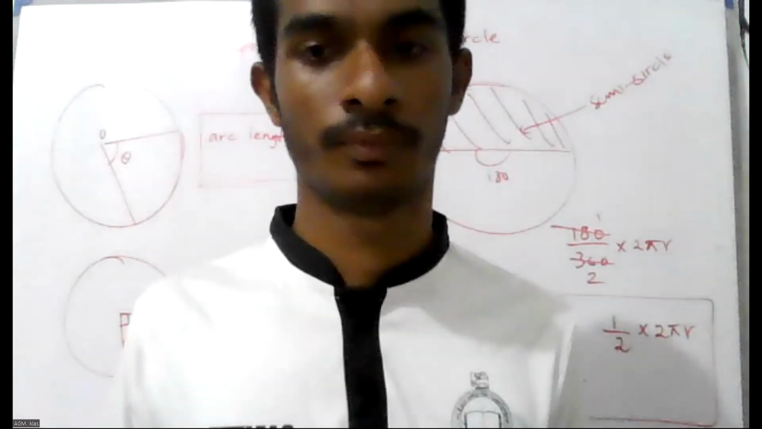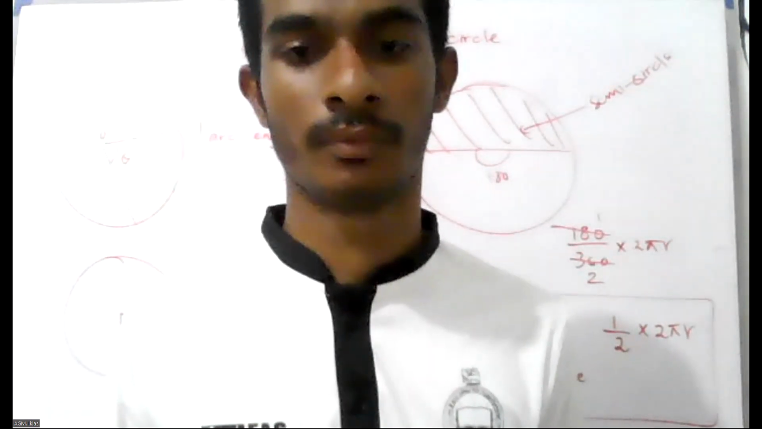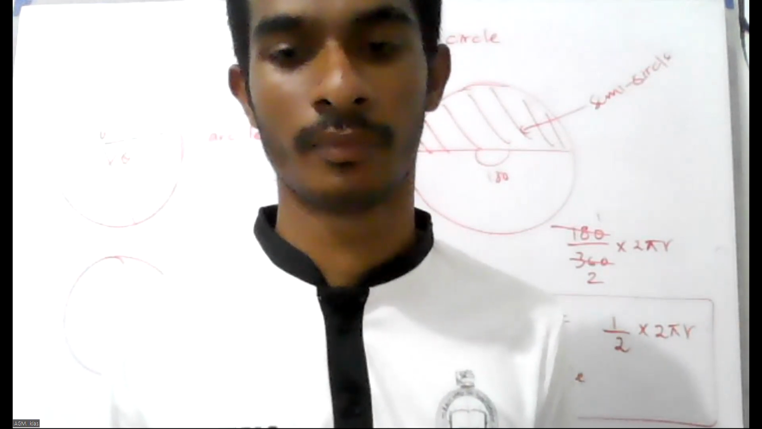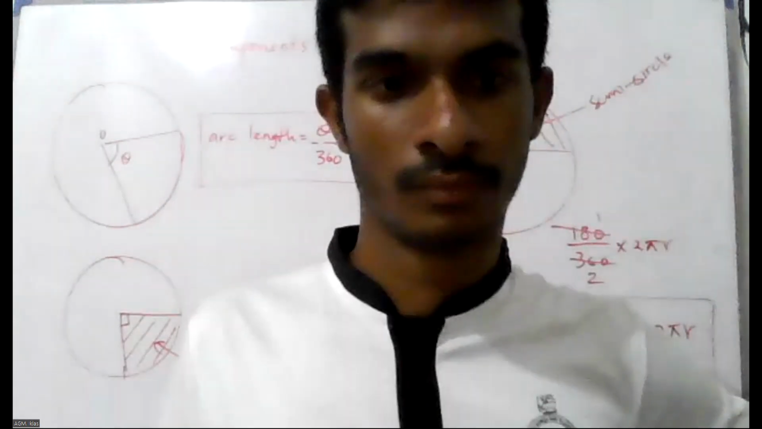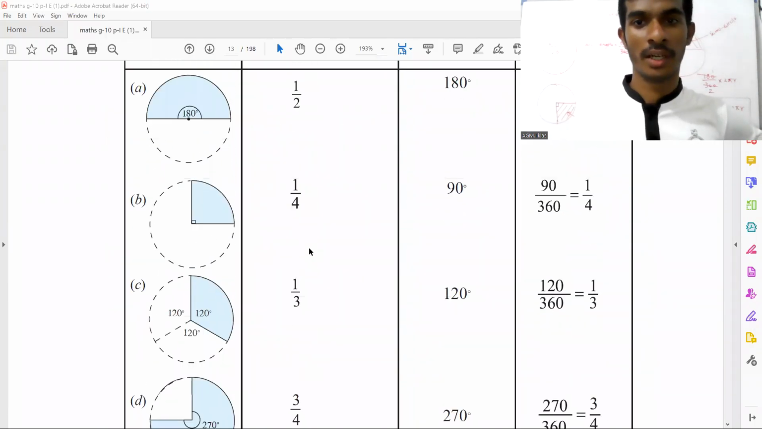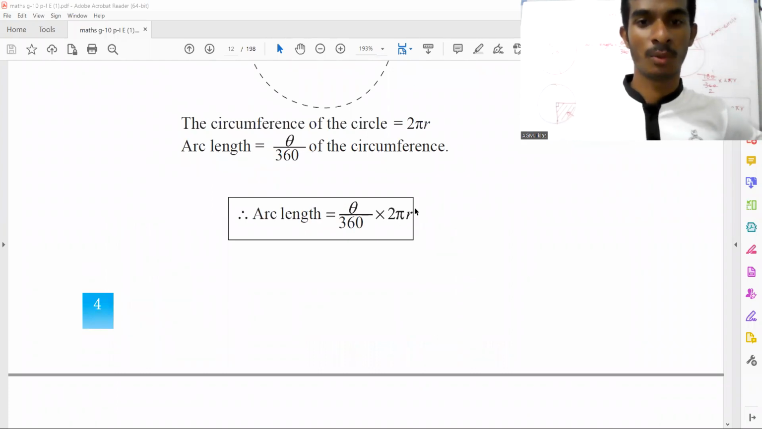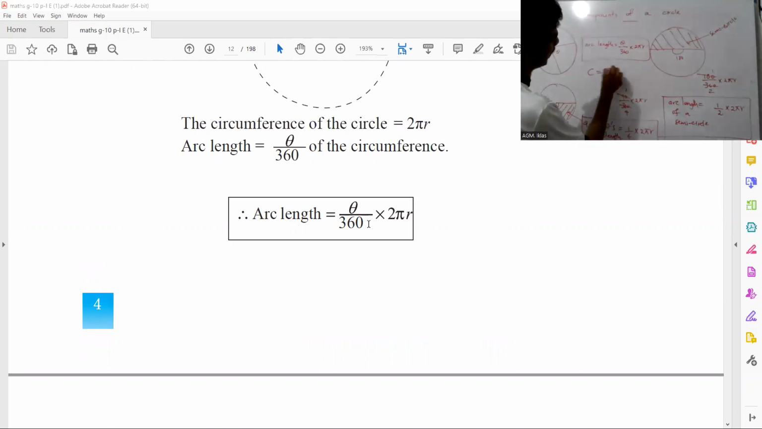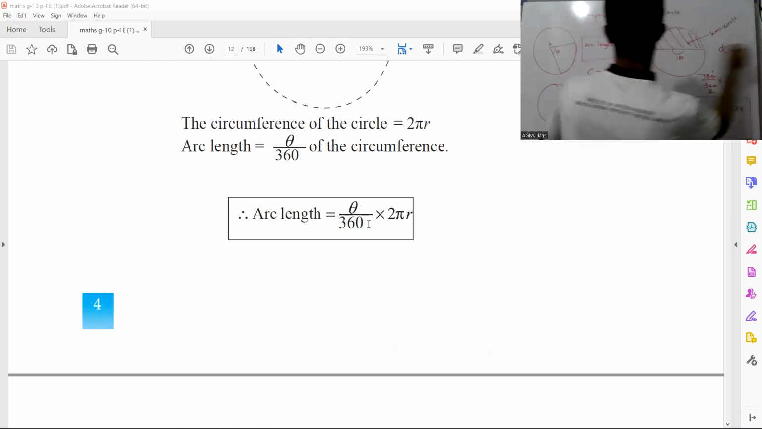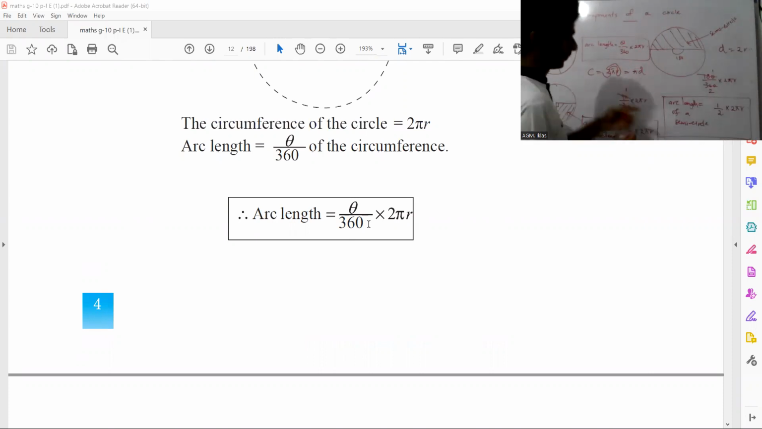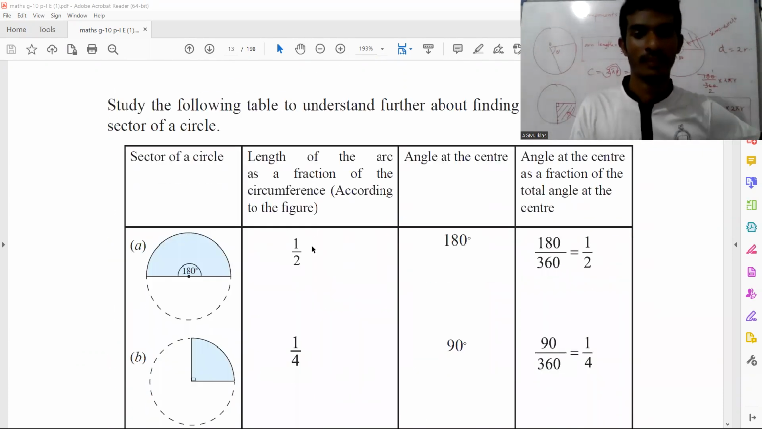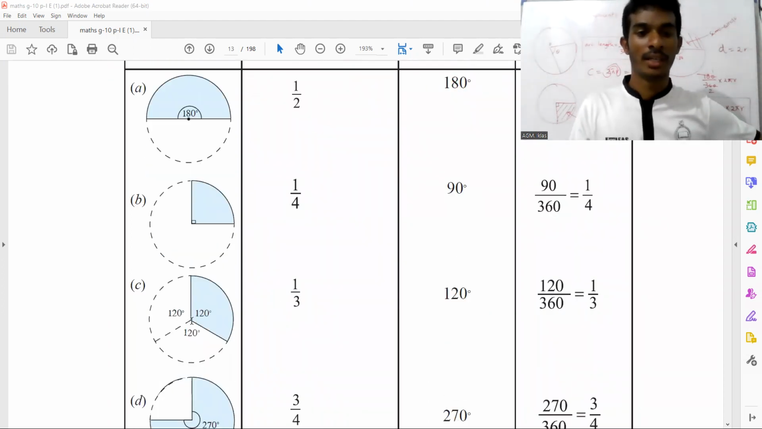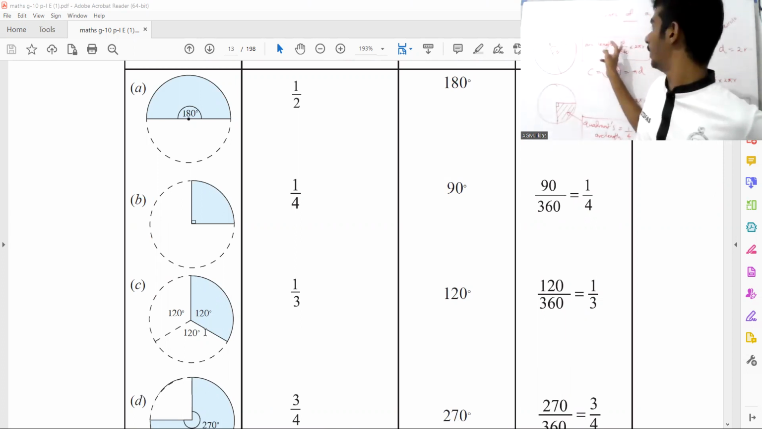Moving to the questions now. Here I have explained everything in your book. Arc length, the general equation, is theta over 360 into 2 pi r. But you already know for a circumference we have two equations: C is pi d, and C is 2 pi r. Diameter is equal to 2r, so instead of 2r you can put pi d as well. This is for a semicircle and this is for a quadrant.